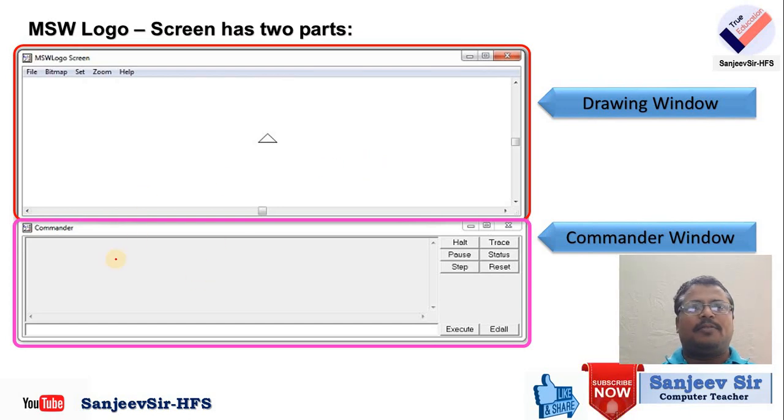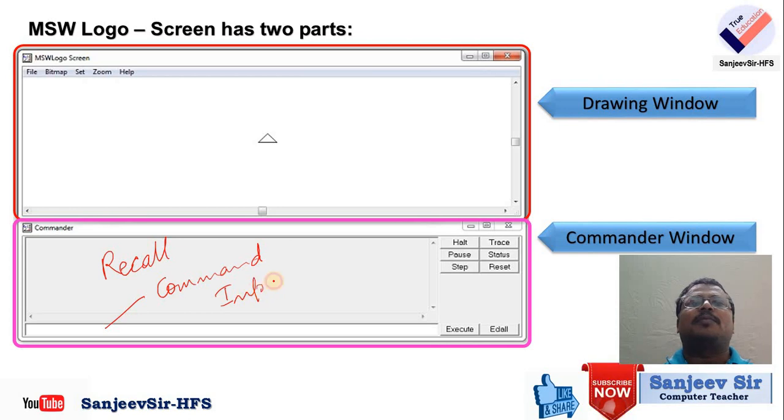In the command window, we can recall the commands, and here is the command input box, that means we can write commands here. So the command input box is where we can write commands. And this section is where the figure will be drawn. Whatever we draw will be displayed here.